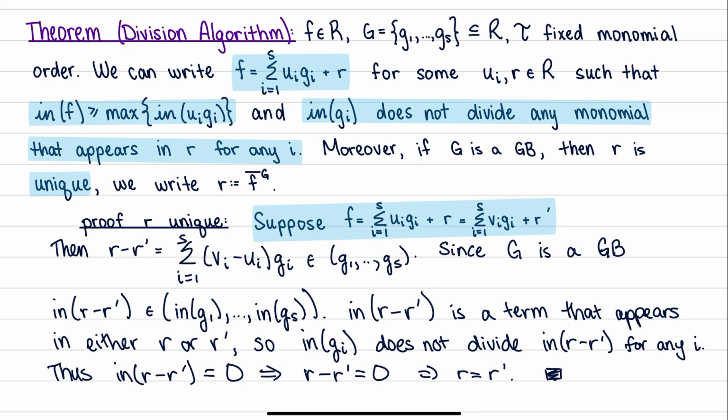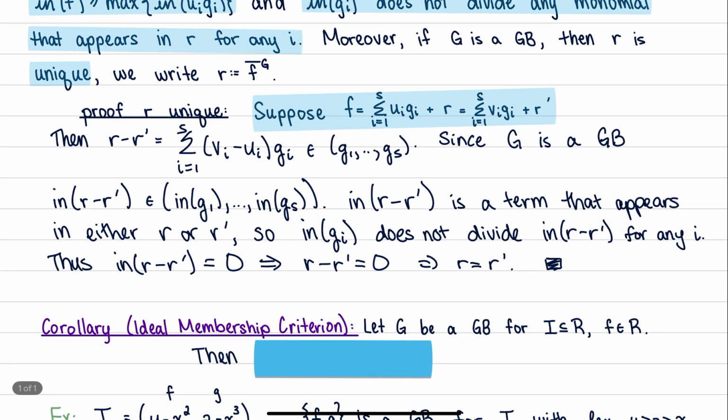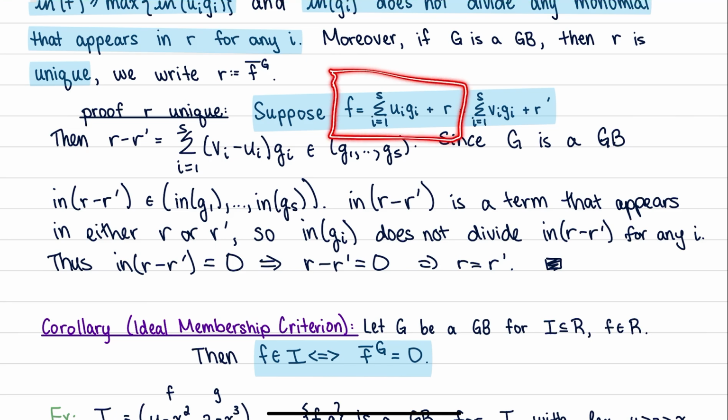This leads us into a corollary, the ideal membership criterion, which says: let's take a Gröbner basis, let's take a ring element. My ring element is going to be in this ideal if and only if, when I take my ring element and divide by all the elements in the Gröbner basis using this division algorithm, the remainder I get is 0. And we can see this by looking at the way that we can write f given this theorem.